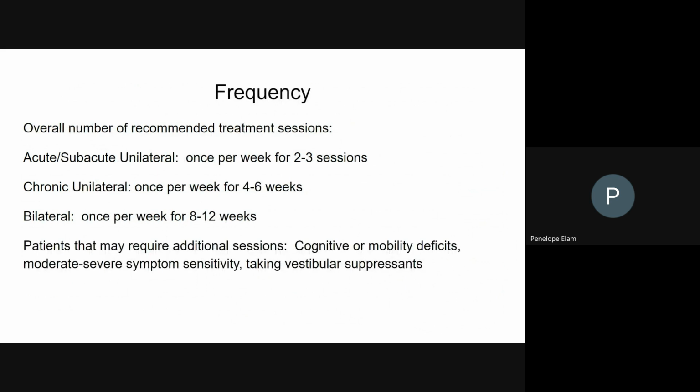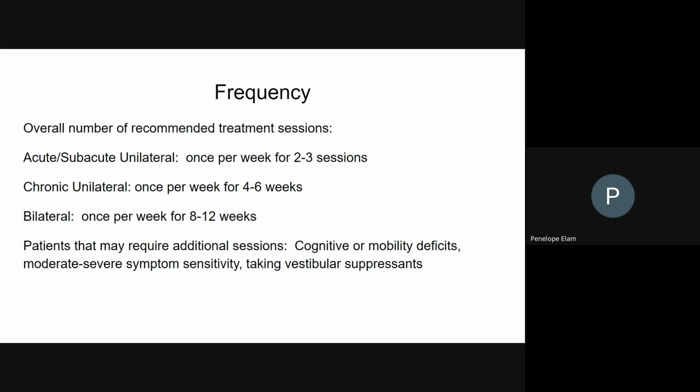Okay, so as far as frequency goes, overall number of recommended treatment sessions in the acute and subacute unilateral hypofunction, we're looking at once per week for 2 to 3 sessions. Now, that doesn't mean that you can't be seeing them for other things. This is looking more at the gaze stability exercises. You can still be working on balance, working on other things if they need strengthening, etc. So I don't want you to think that they can only come in once a week.